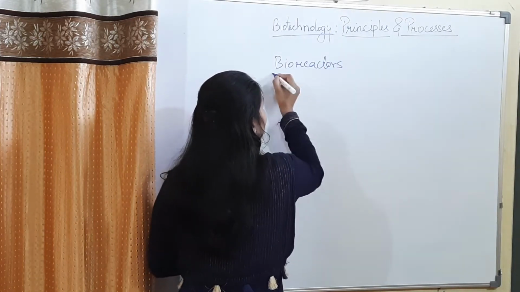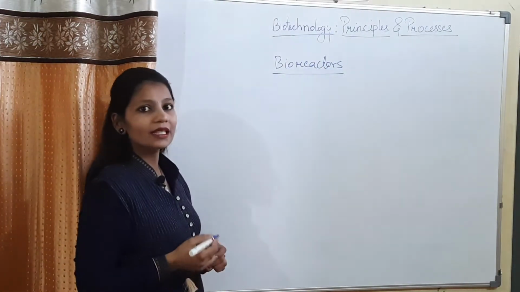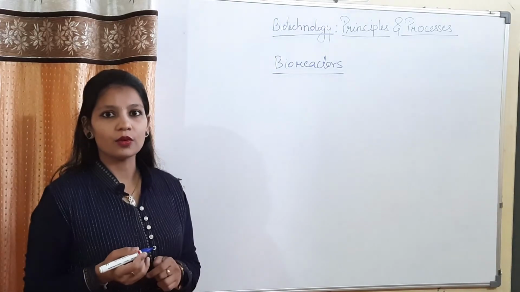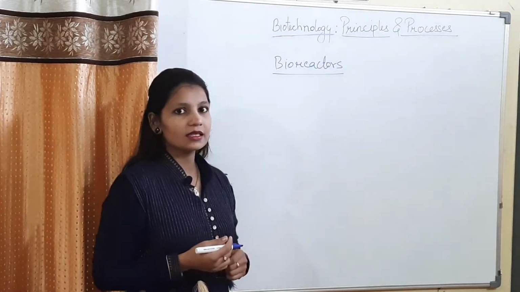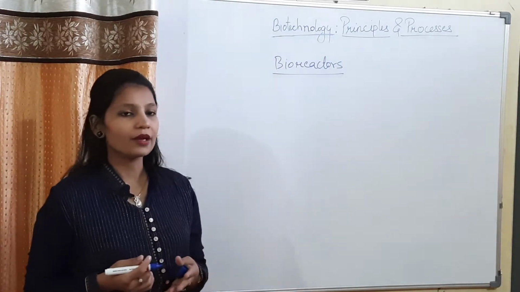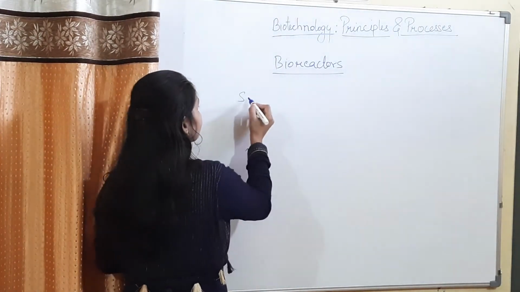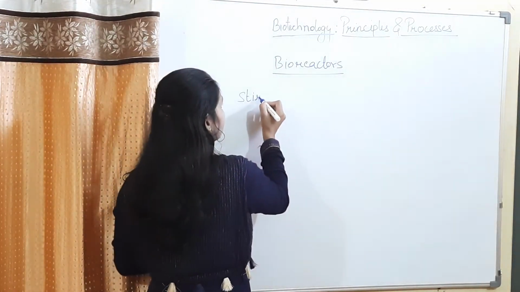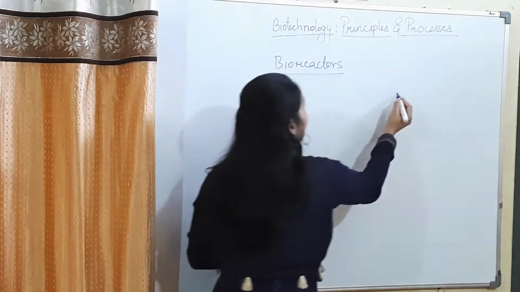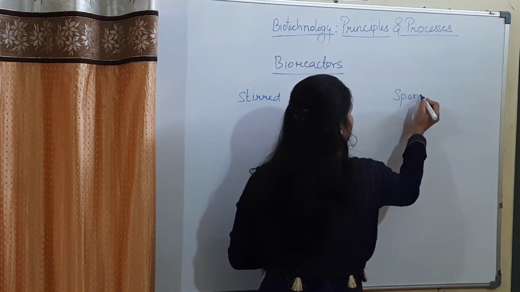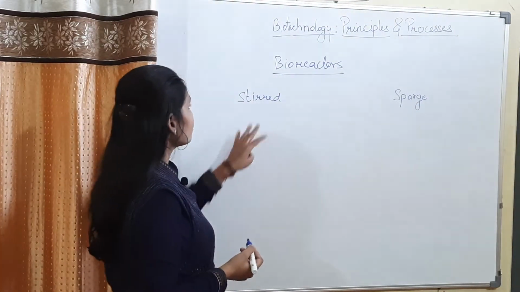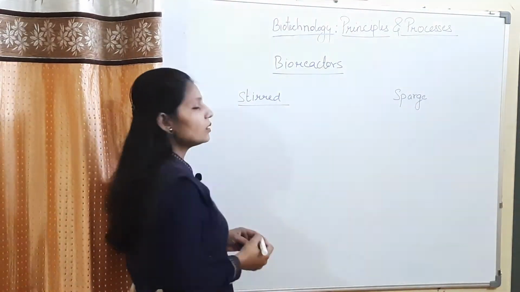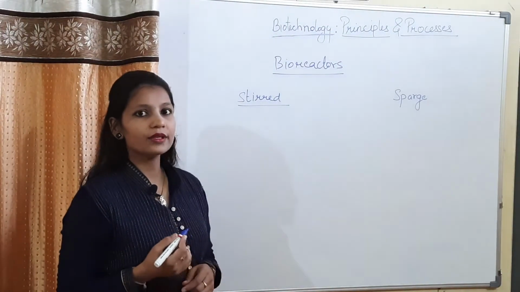These can also be made in the lab in the culture medium, but that is generally in small amount. So for commercial production, we need bioreactors. We have two major types of bioreactor. One is the stirred type of bioreactor and the other is the sparge type of bioreactor, also known as sparger type. So first of all, we will concentrate on stirred type of bioreactors.